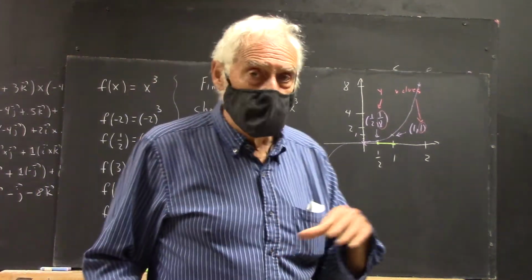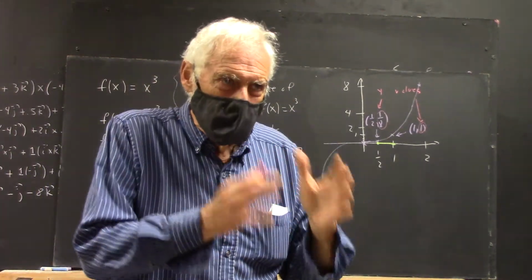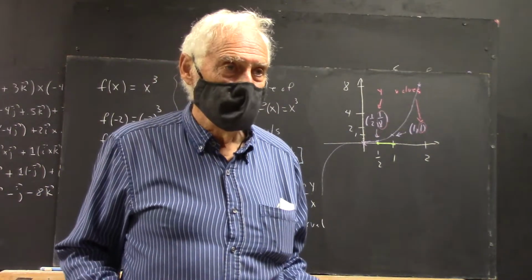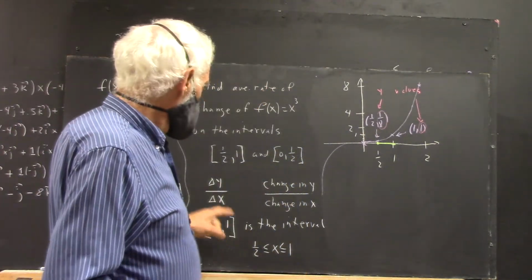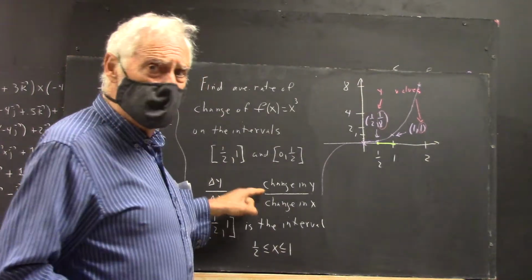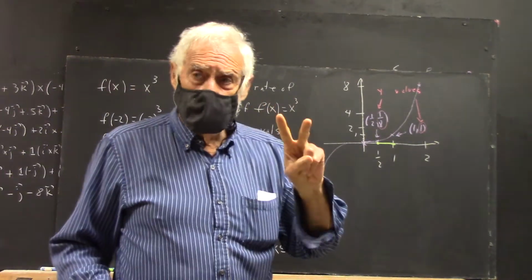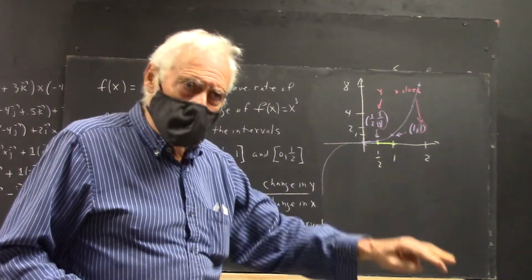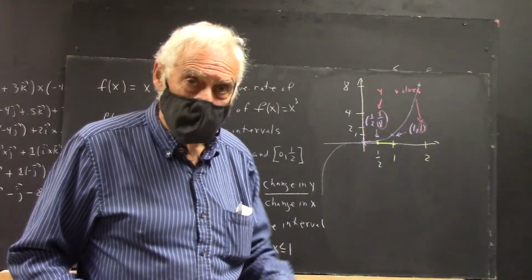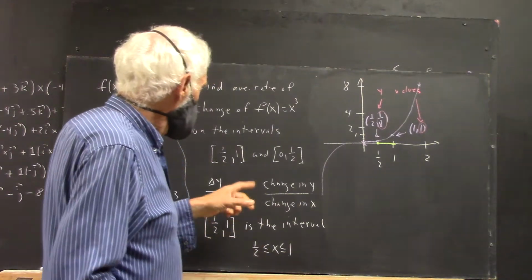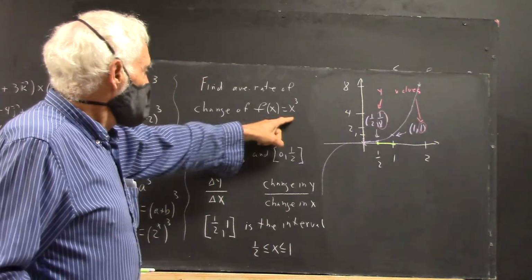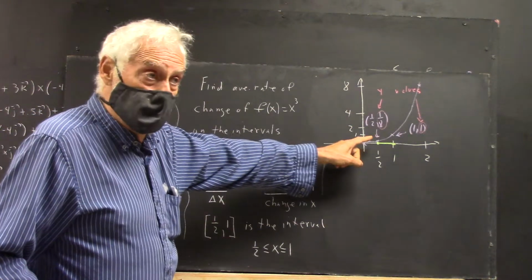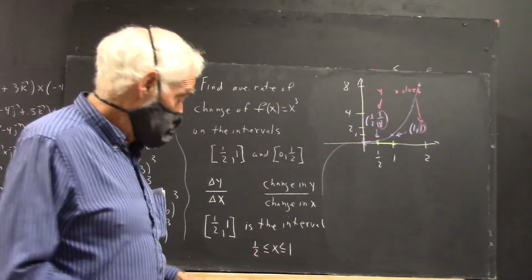So when you approach the problem, take it one step at a time. Don't just guess at an answer. Say, okay, I need the change in y. To get the change in y, what do I need? I need two y values, don't I? So now, the next thing is, I got to find two y values. What are the y values? Well, they're the values you get when you evaluate this function at these points. You don't need the graph to do that, but the graph illustrates it, okay?